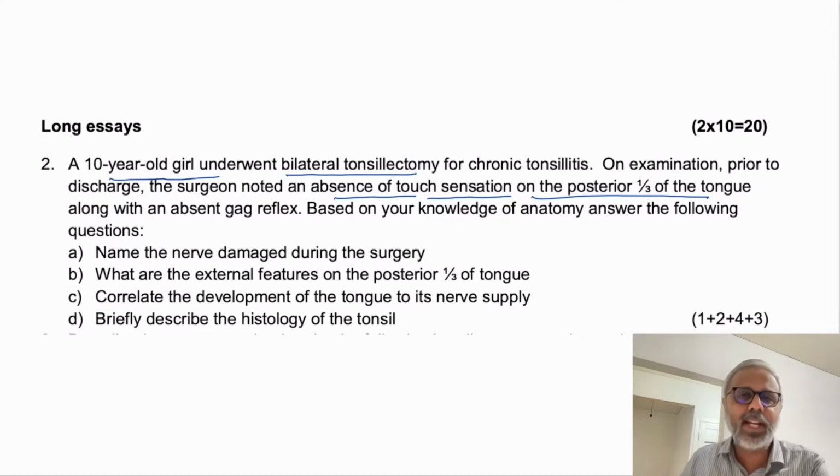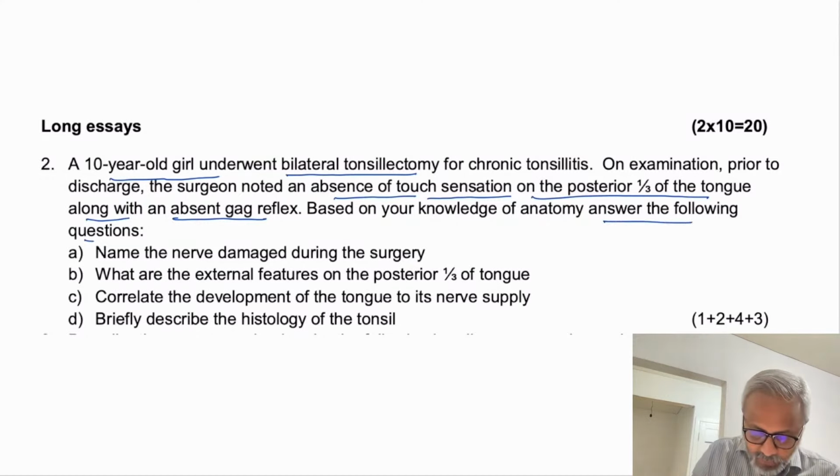So let's read the next part. Along with an absent gag reflex. Absent gag reflex is also pointing towards the injury or paralysis of the glossopharyngeal nerve. One more nerve that could be involved here is the vagus nerve because the gag reflex is associated with both glossopharyngeal and vagus nerve. Then, based on your knowledge of anatomy, answer the following question. Right? So they have given a case description. Now they are asking, based on your knowledge of anatomy, try to answer the following question.